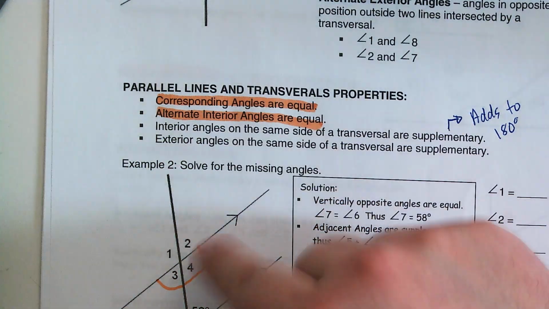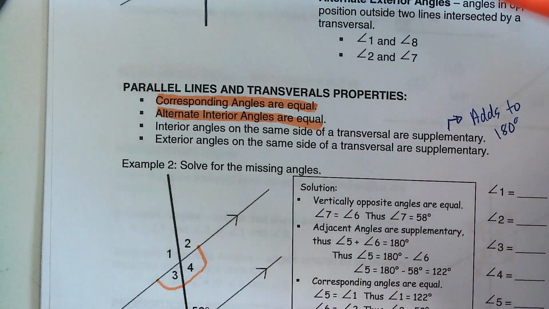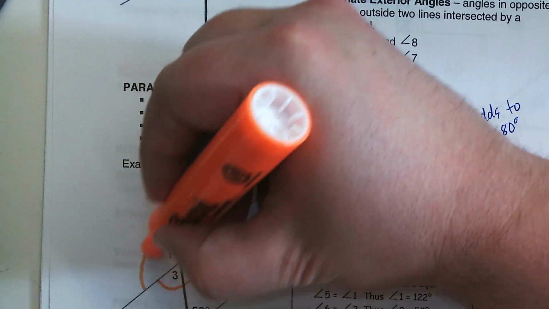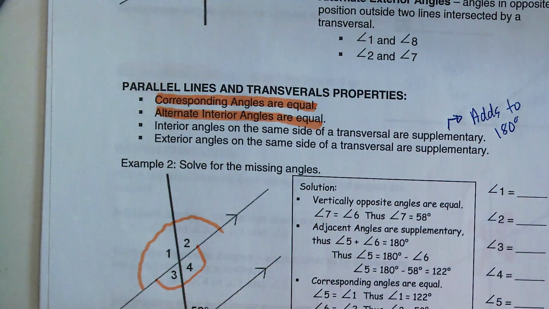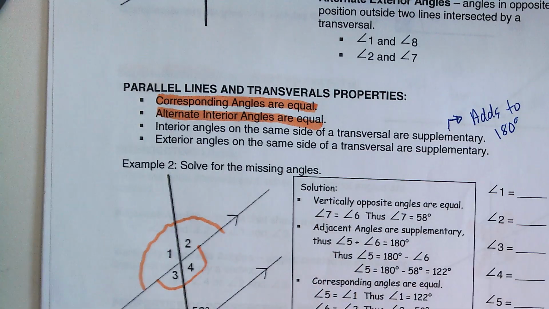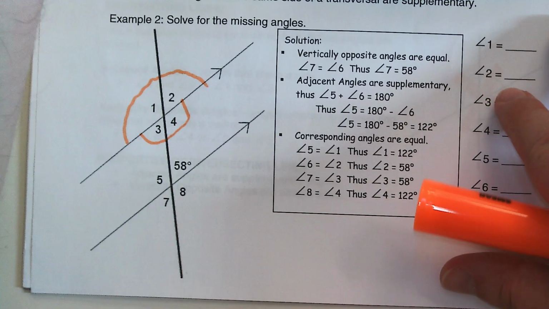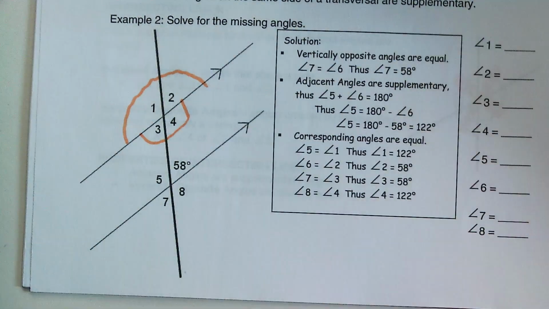And any exterior angles on the same side are also supplementary. So for example, 1 and 2 are exterior angles. They're also going to add up to 180 degrees. So we have example number 2 here, which I've already started drawing on.